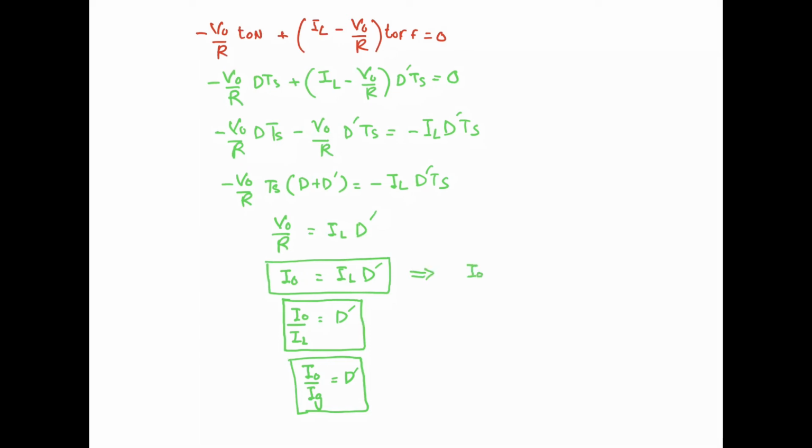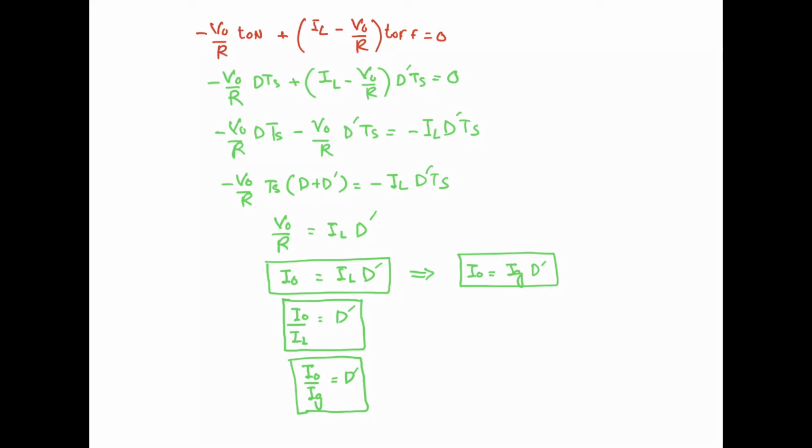So that you can also write down from here, I naught is equal to Ig into D prime, because your inductor current is the input current. Your source is only contributing for the D prime interval at the output. So from ampere-second balance, we have related the source current and the load current.